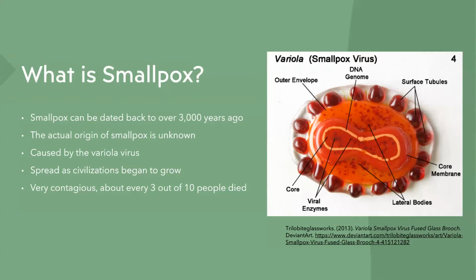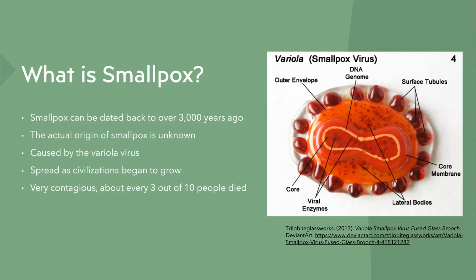Now, the actual origin of the smallpox disease is unknown, but what scientists do know is that smallpox was caused by the variola virus. Since the disease was started so long ago, historians believe that smallpox was spread as different civilizations started to expand throughout the world.